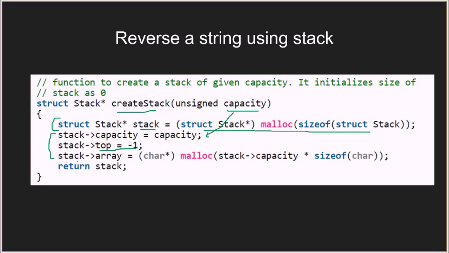And then you allocate the memory to the array part of the stack, which is equal to the capacity which was passed to us as an argument, which we assigned to the capacity variable. So we assign the memory equal to the capacity. And finally, we return the stack.